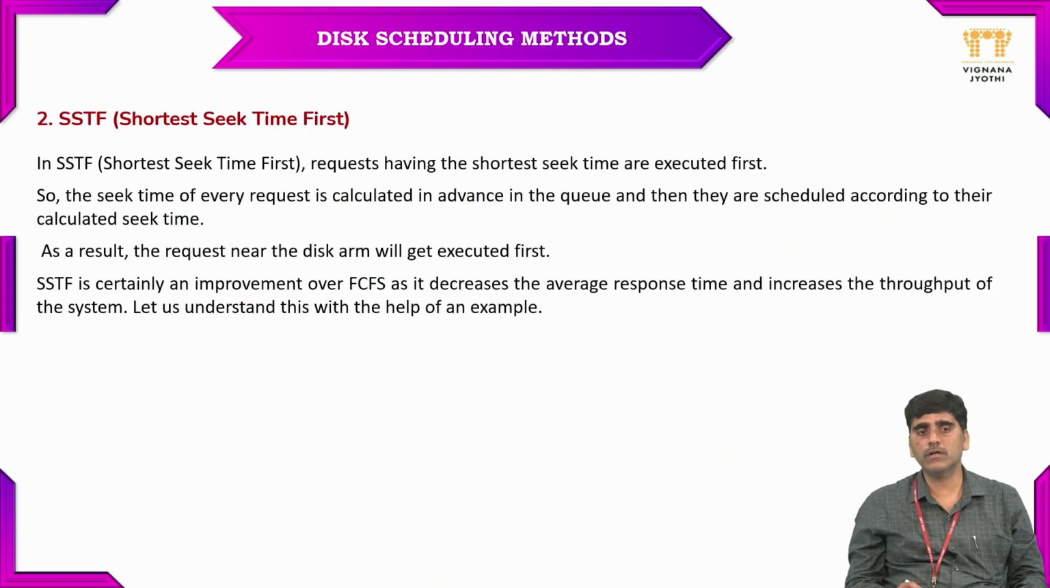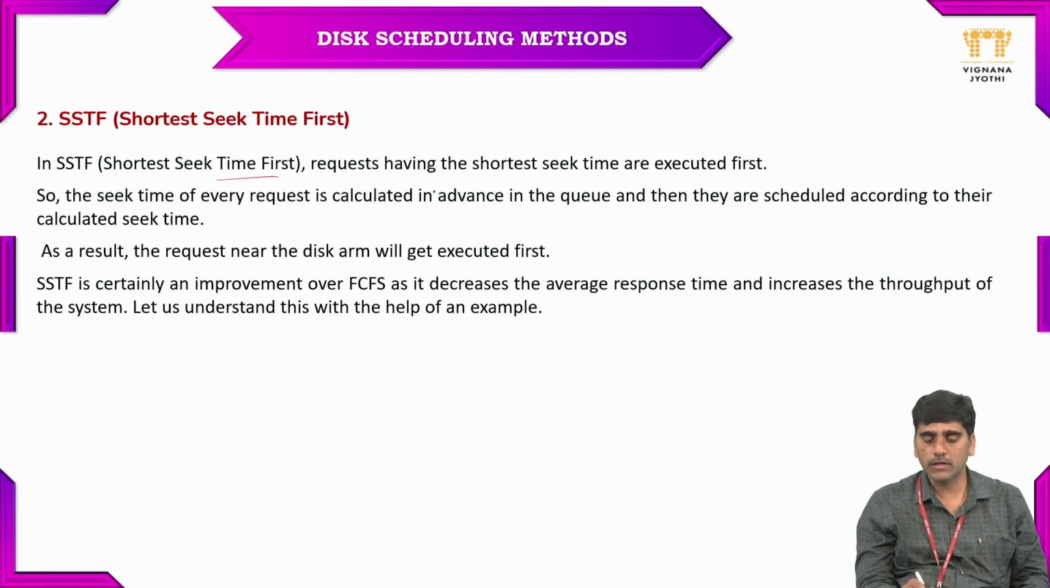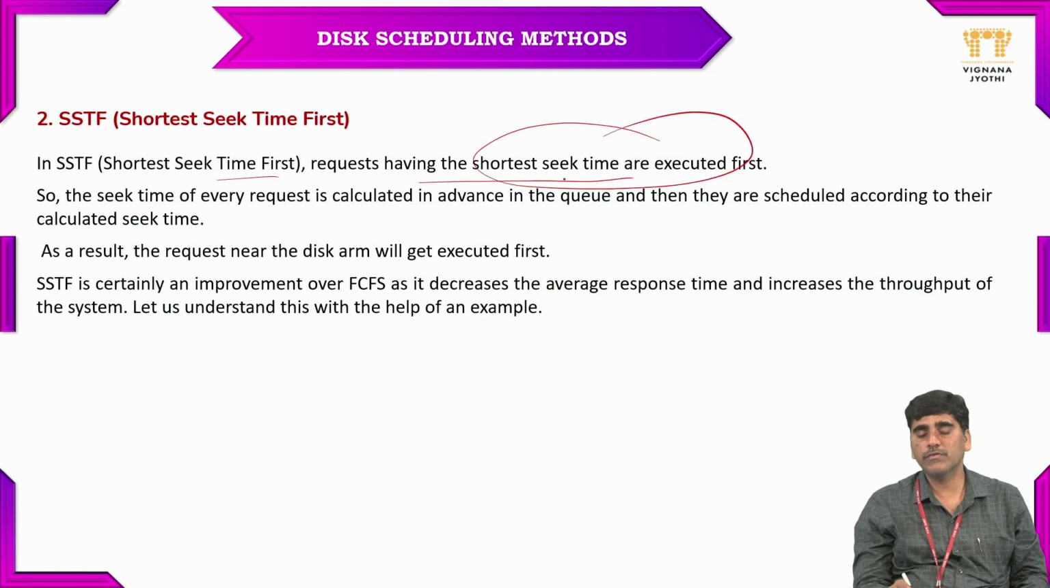And the second one is what? Shortest seek time first. In shortest seek time first, the requests having the shortest seek time are executed first. In first come first serve, the requests are served in the order they come, moving from the disk's current position to the next position. But in shortest seek time first, out of all the requests, the one with the shortest seek time will be executed first.